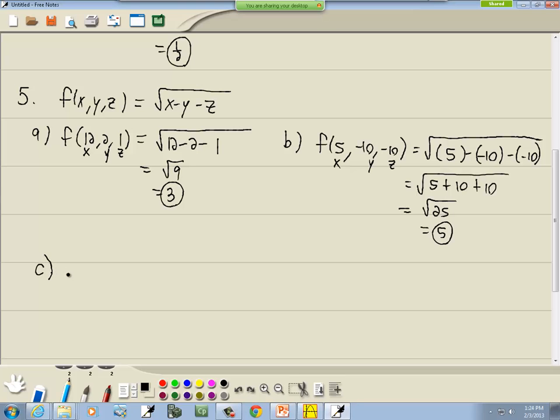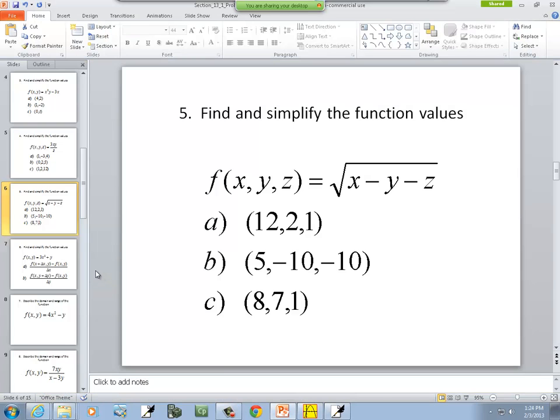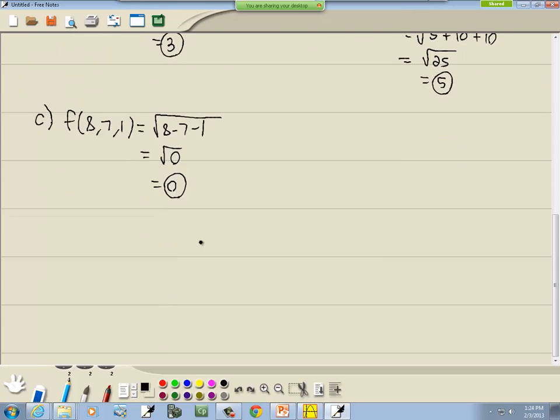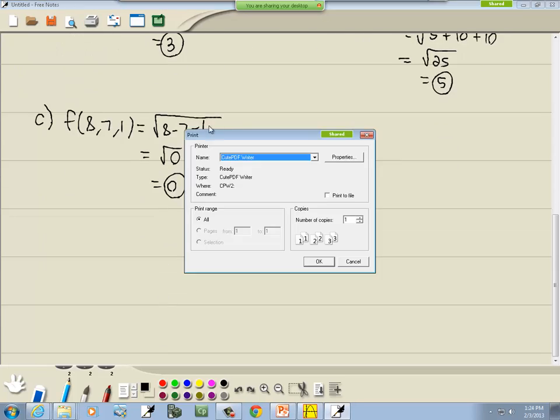And C, I want to find f of 8, 7, 1. So we're going to have 8 minus 7 minus 1. 8 minus 7 is 1. 1 minus 1 is 0. So we've got square root of 0, which gives us 0. And let me save that page.